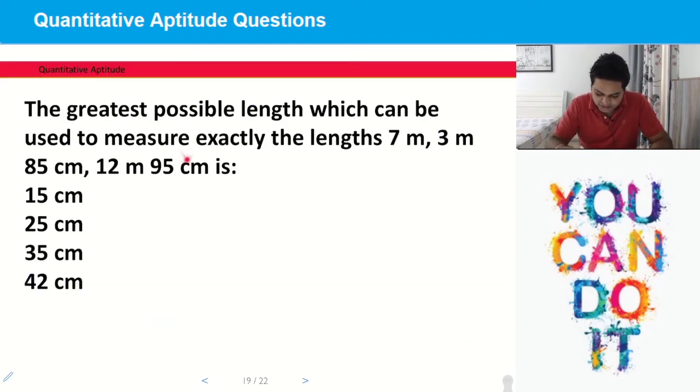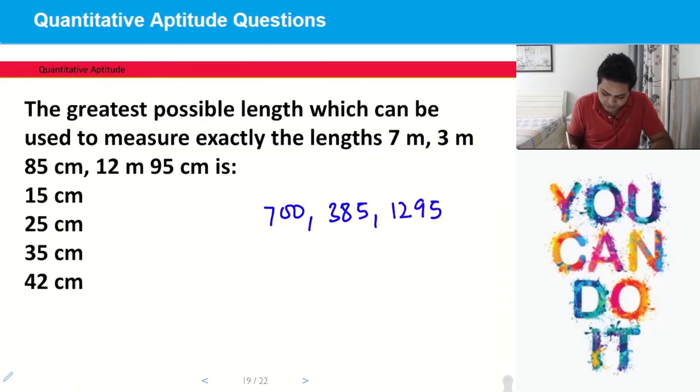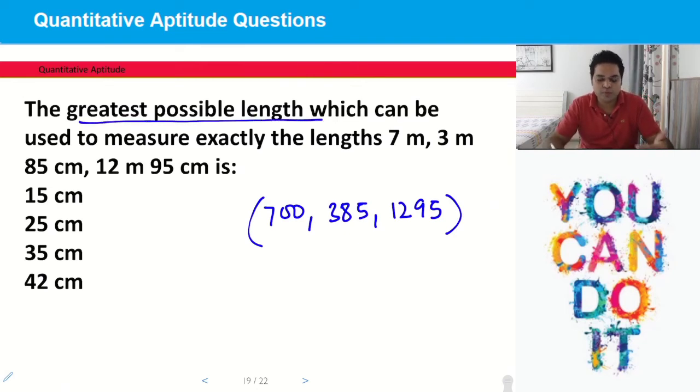Next is, the greatest possible length which can be used to measure exactly the lengths 7 meter, 3 meter 85 centimeter, and 12 meter 95 centimeter. So first let's convert them into centimeters. We have 700 centimeter, then 385 centimeter, then 1295 centimeter. The question is the greatest possible length which can be used to measure exactly all of it. So we are looking at a number which can divide all of it, right? The greatest number which can divide all of it, that is, we are looking at HCF.